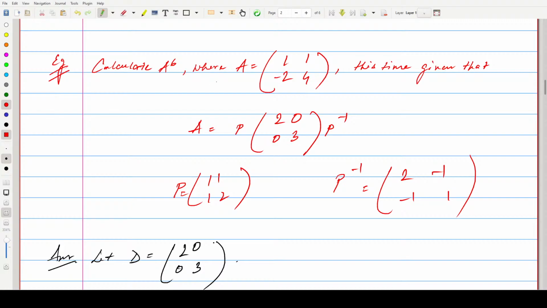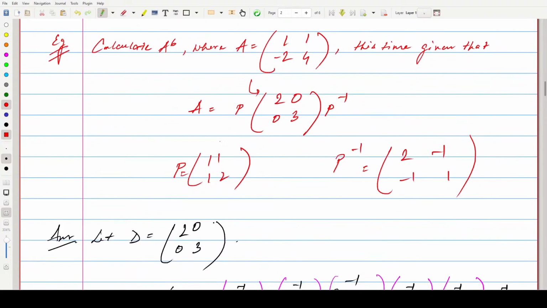But what happens when we have something given to us? Let's say you now calculate A to the power 6, where A is 1, 1, minus 2 and 4. This time, given that A is represented by P times a diagonal matrix times P inverse, this can be referred to as the diagonalized form of my operator. Given that P is so and P inverse exists and P inverse is so.